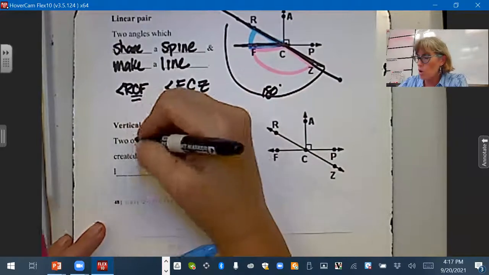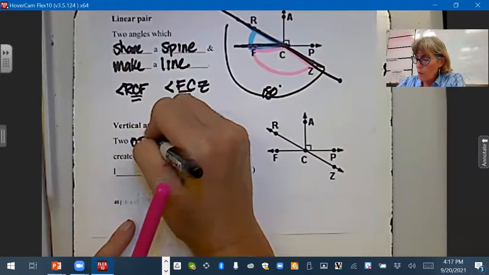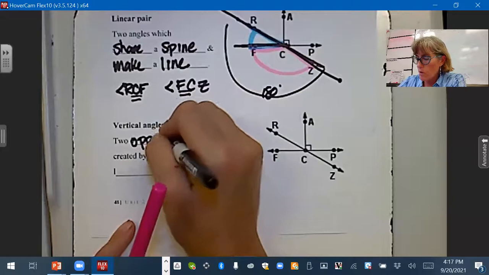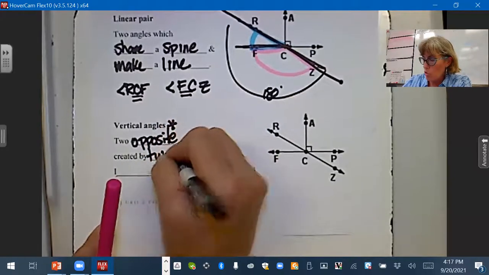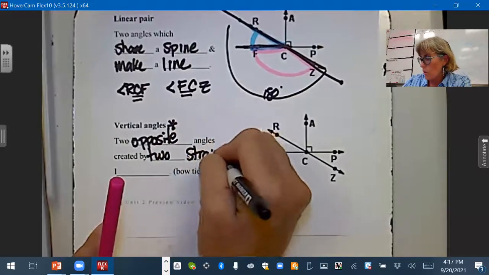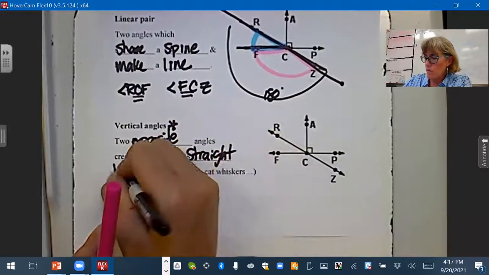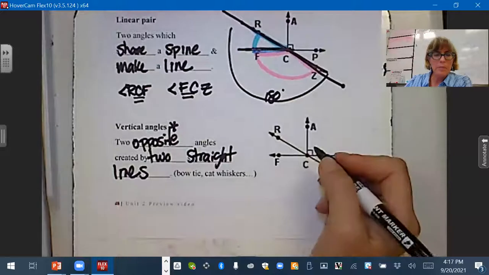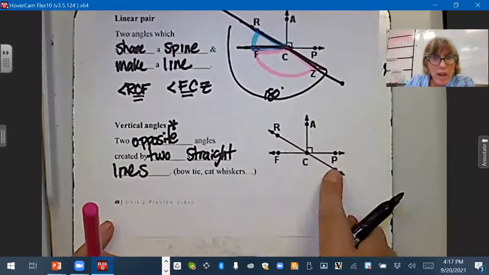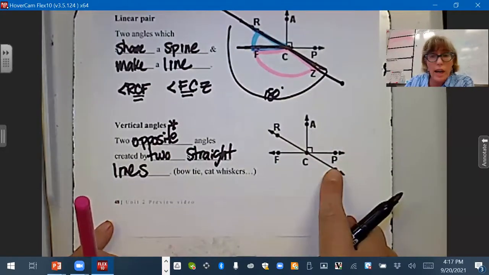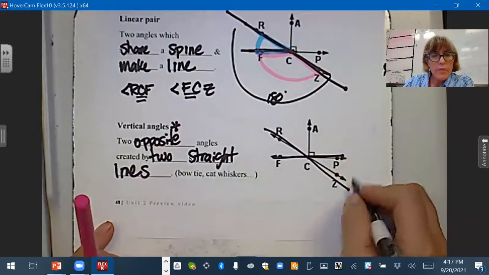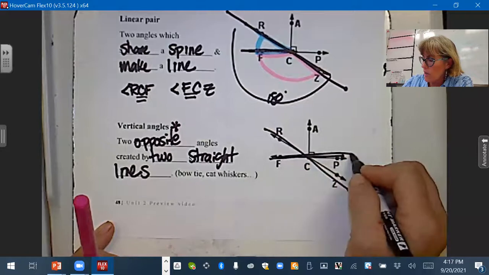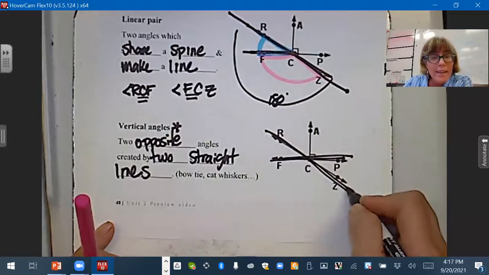Vertical angles are 2 opposite angles created by 2 straight lines. So in this diagram, trace 2 straight lines. Just trace 2 of them. Those 2 straight lines, FP and RZ.